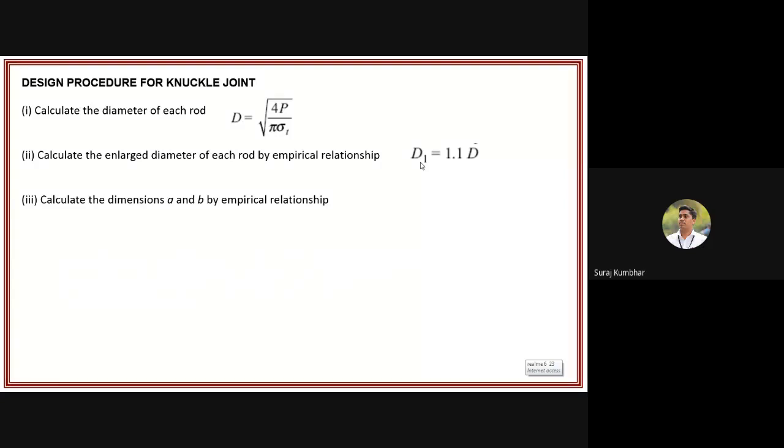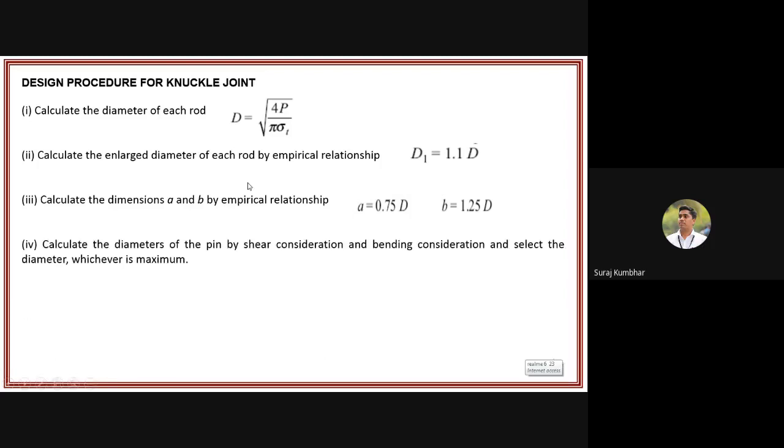Now again there is an empirical relation to find out the dimensions a and b. We have already seen in the video what a and b are. So how to find them out? a is equal to 0.75 times d, and b is equal to 1.25 times d. By using that empirical relationship, you can find out a and b. For that you should know d, the diameter of the rod, which we have already calculated in the first formula, right?